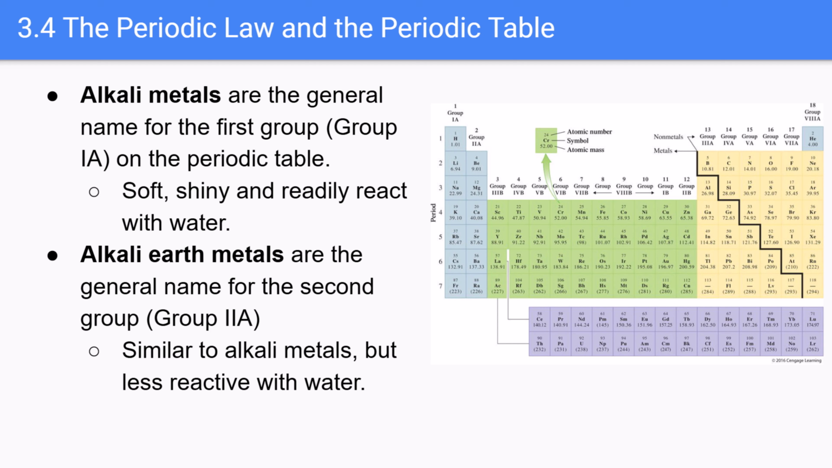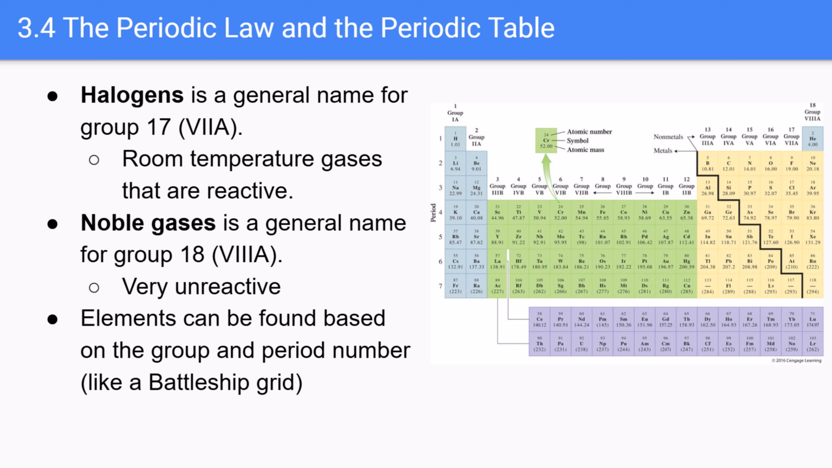It's quite violent. The next group over is the alkali earth metals, the general name for the second group on the periodic table. We'll refer to that as 2A. They're similar to alkali metals, but they're less reactive with water. You do find these often in the earth, hence the name alkali earth metal. So the first 2 groups on the periodic table are ones you are going to need to know the name for. Our last 2 groups on the periodic table also have very important names. The first one is group 17.